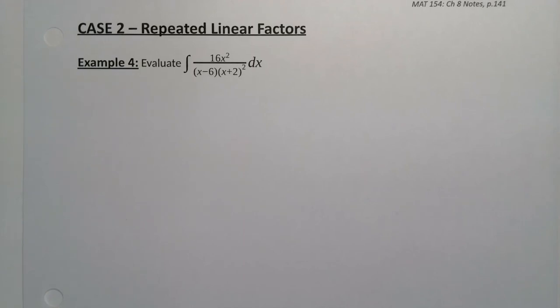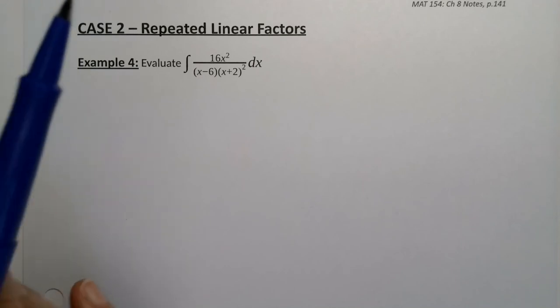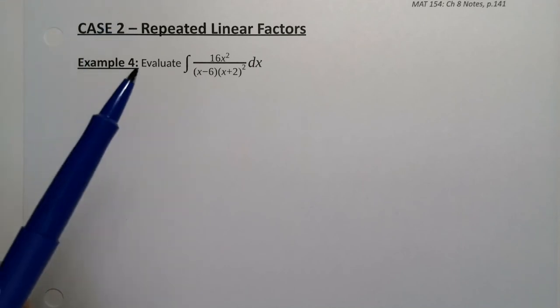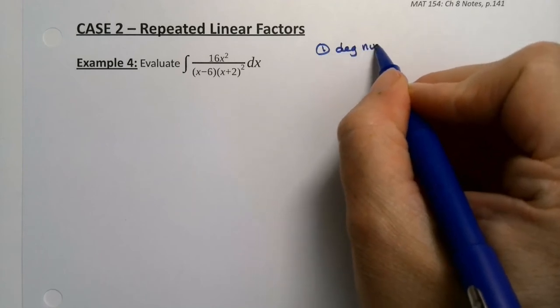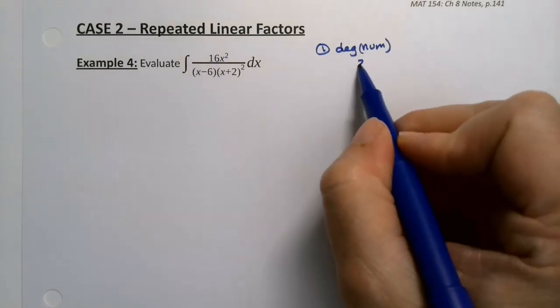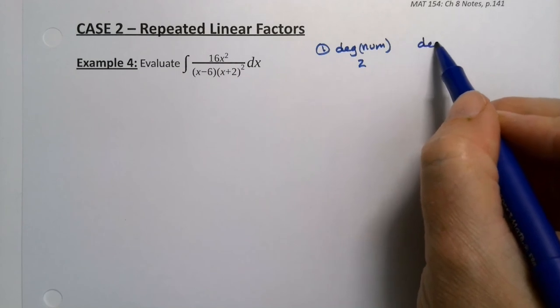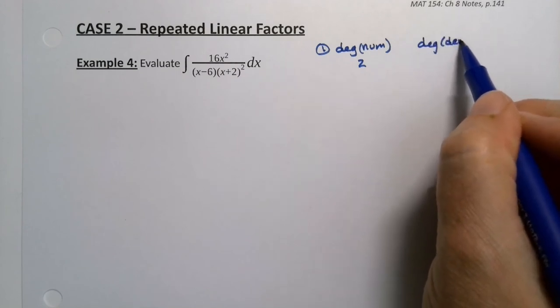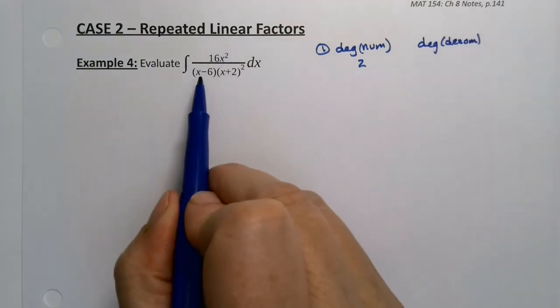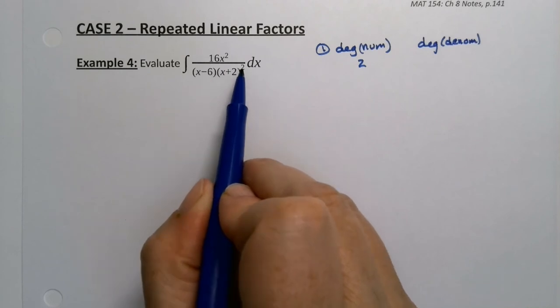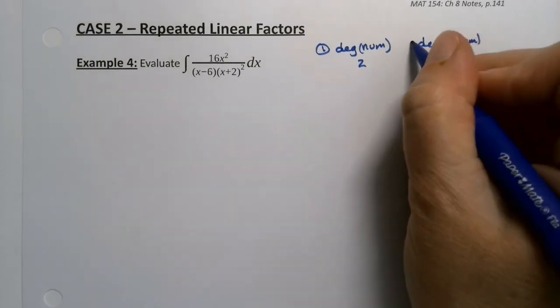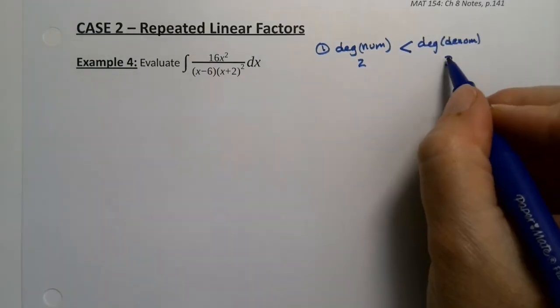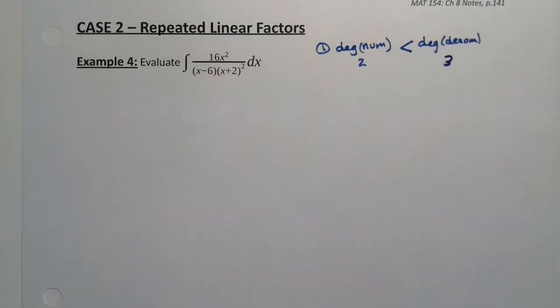In this example, I want to give us our first case of repeating factors. We're going to do repeating linear factors in this one. All right, so step 1, you'll notice the degree of the numerator is 2, and the degree of the denominator is not as immediately obvious, but it's 3, because this would be x squared, and x squared times x is x cubed. So this is 3. You don't need to distribute it out to be able to see that.